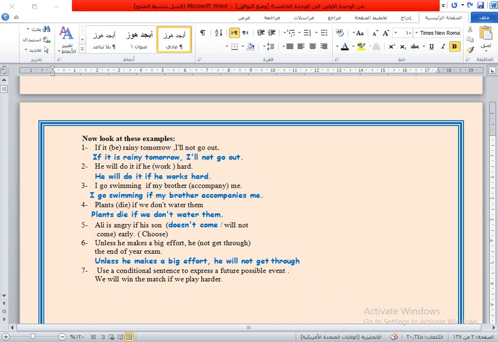You should also remember that we use the zero conditional type to talk about general and scientific facts, while we use the first conditional type to talk about future possible events or future prediction.